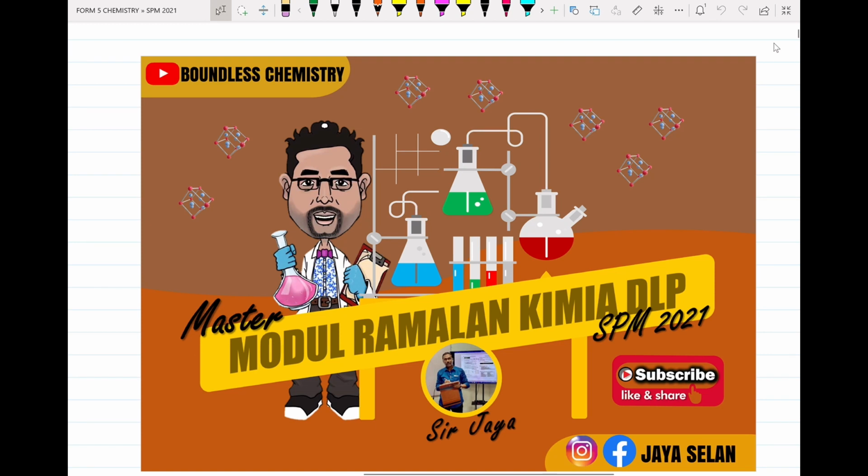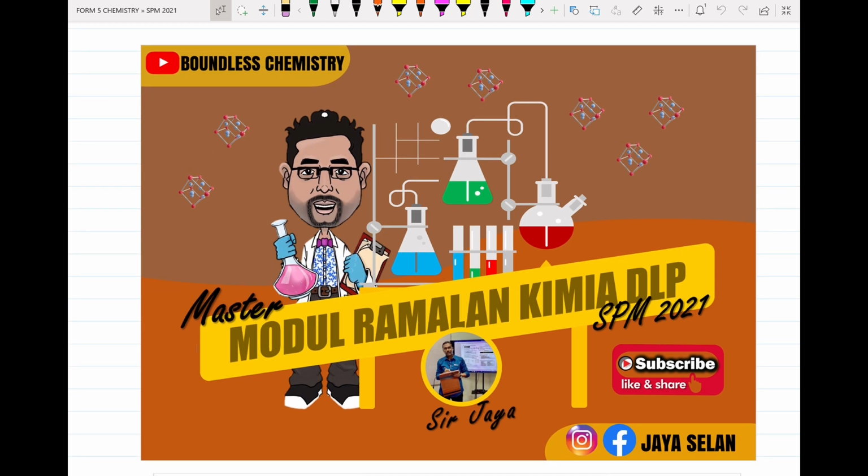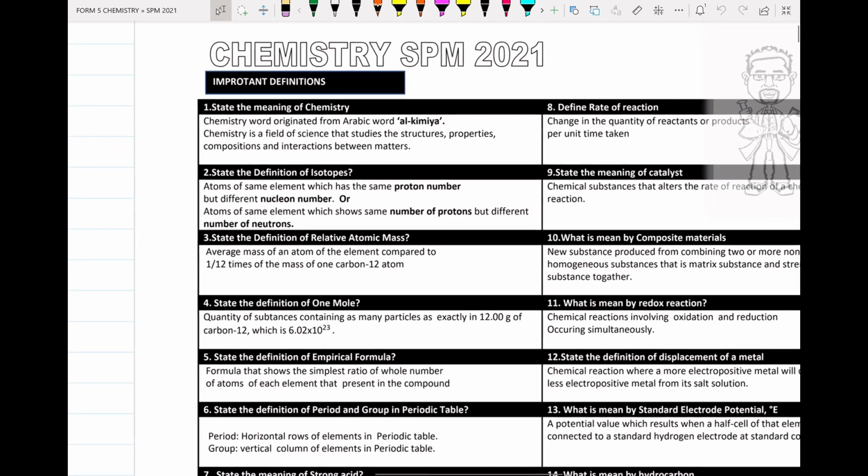So in this slot, we're going to discuss Ramalan SPM 2021-2022. Okay, let me start with a revision for all Form 4 topics. So stay focused. Let me start with all the important definitions.